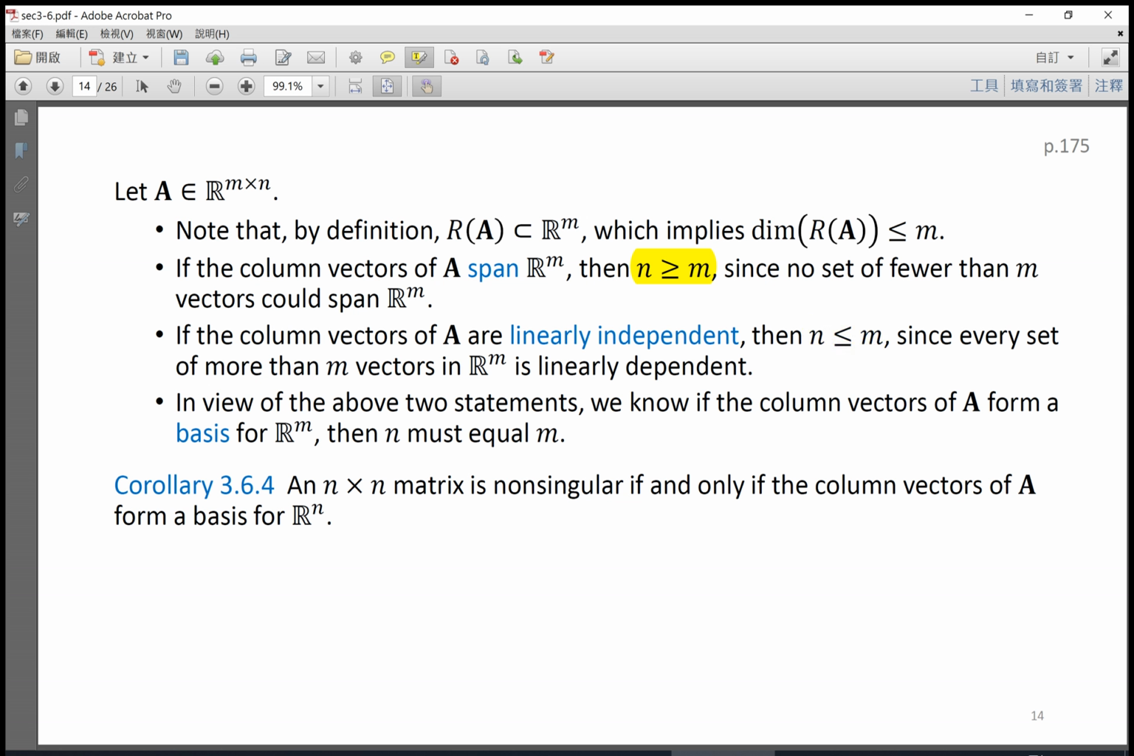We also have Corollary 3.6.4: an n times n matrix A is non-singular if and only if the column vectors of A form a basis for Rn. You can prove this by yourself.